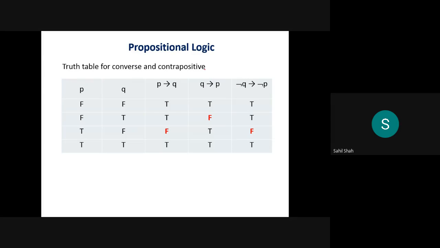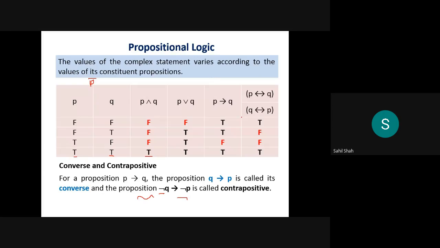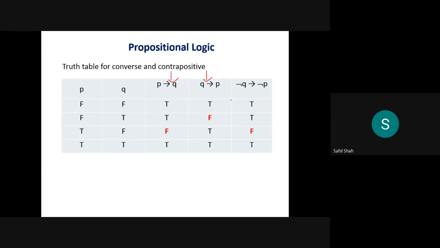So, truth table for converse and contrapositive. We have seen yesterday, we could observe here P conditional Q and Q conditional P. These are not equivalent. That is the reason. Here we have written only P conditional Q. Here we are talking P biconditional Q is equivalent with Q biconditional P. But that is not the case with conditional. The truth table of P conditional Q and Q conditional P is totally different. Those are not logically equivalent.